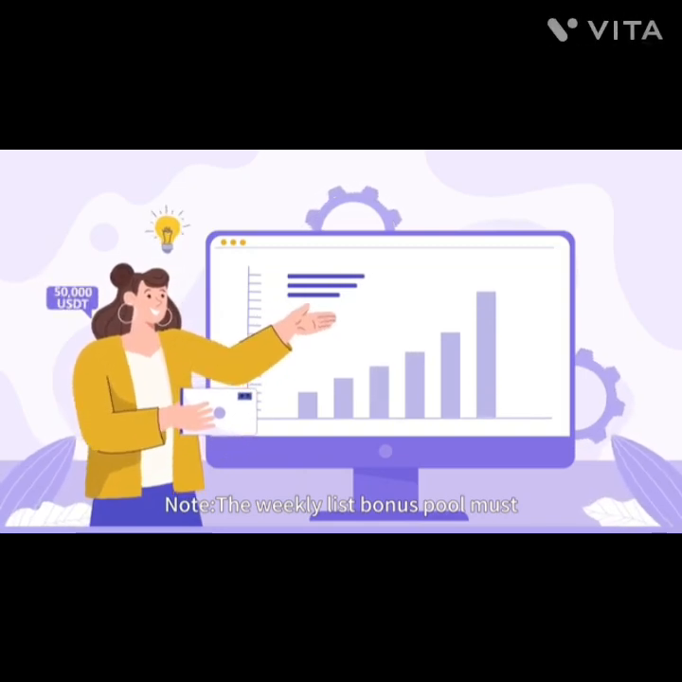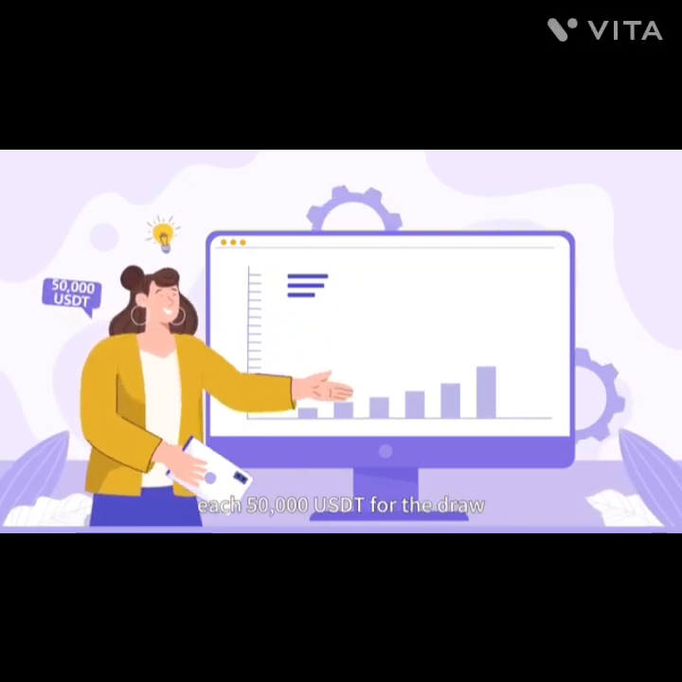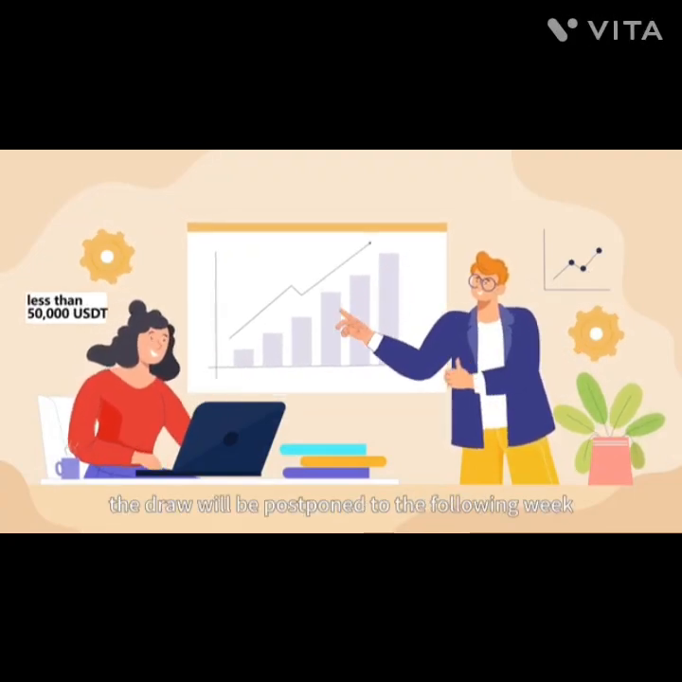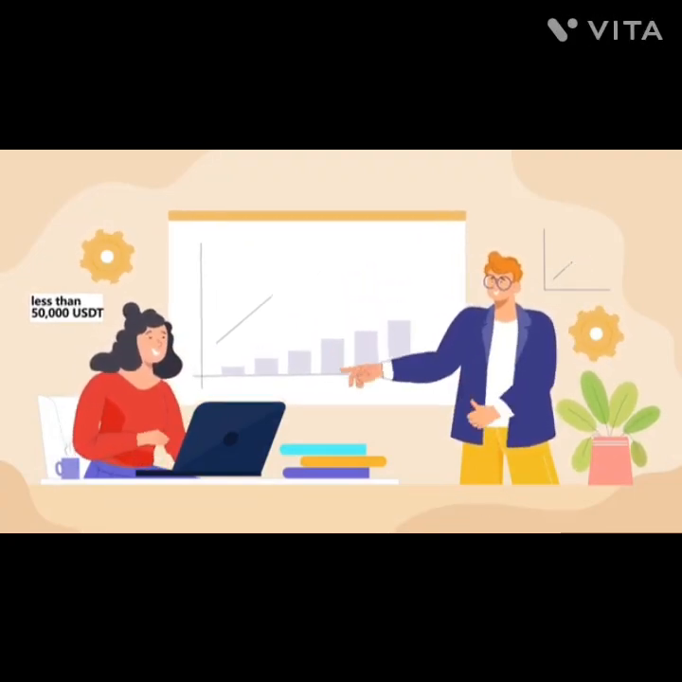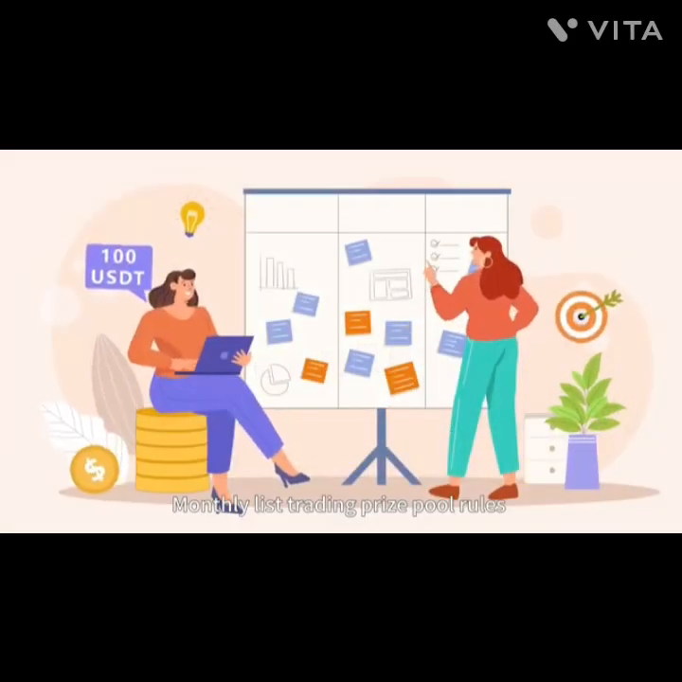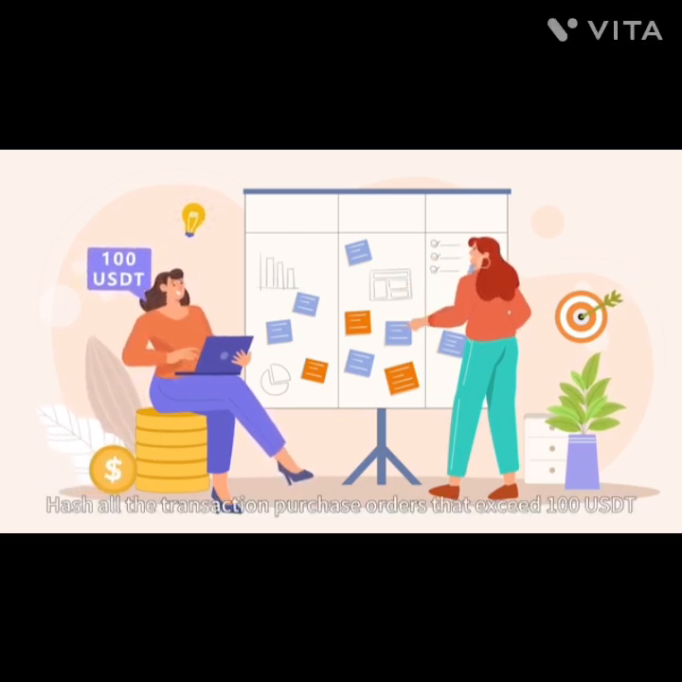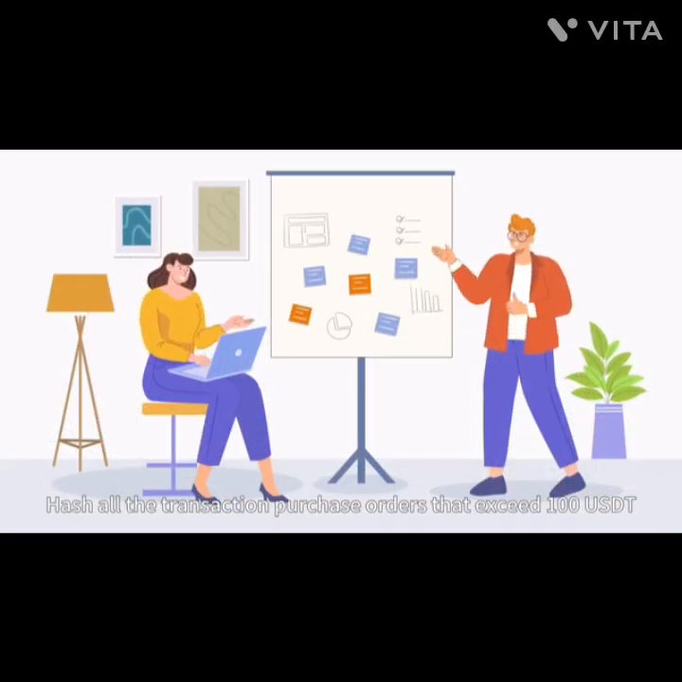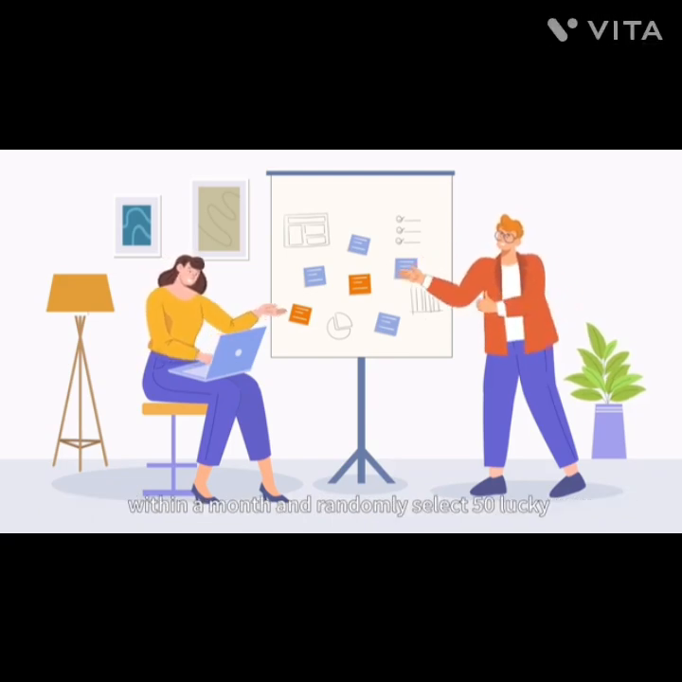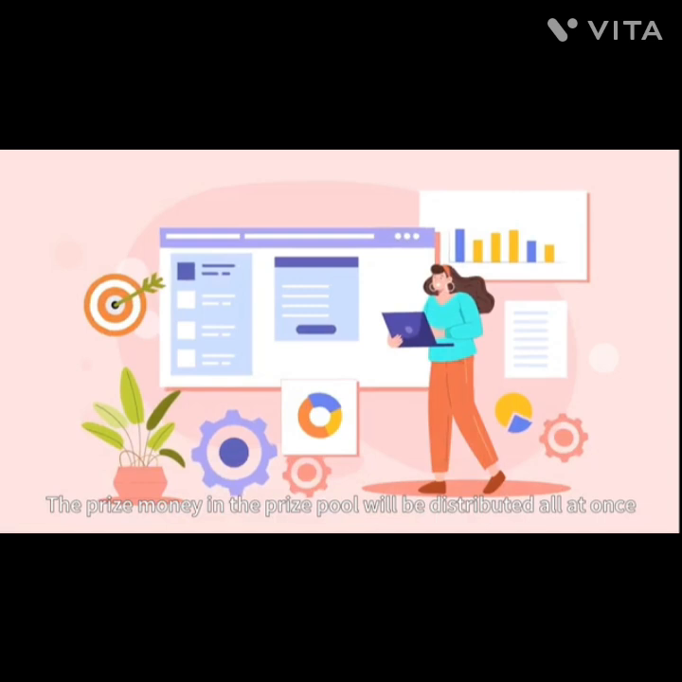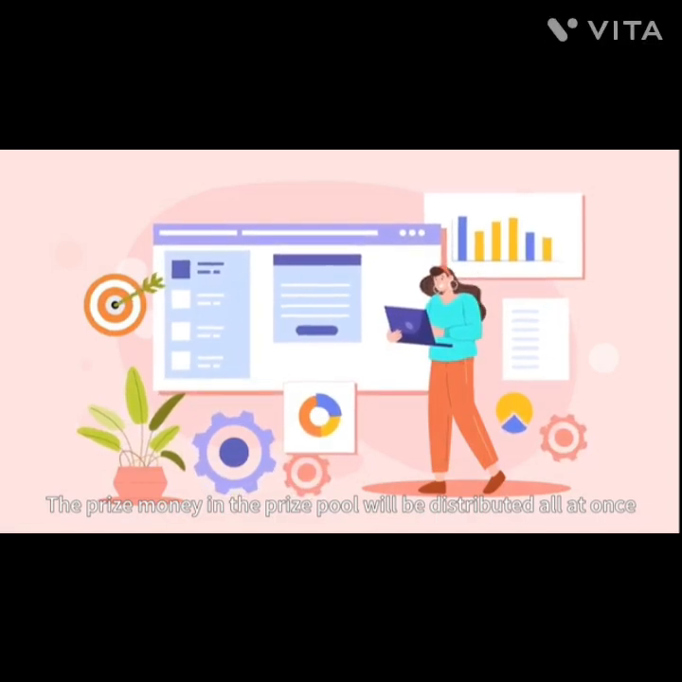Note: the weekly list bonus pool must reach 50,000 U for the draw. If the current week is less than 50,000 U, the draw will be postponed to the following week. Monthly list trading prize pool rules. 1. Hash all the transaction purchase orders that exceed 100 U within a month and randomly select 50 lucky traders for weighted distribution. The prize money in the prize pool will be distributed all at once.